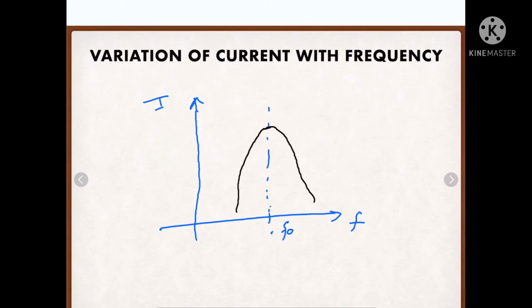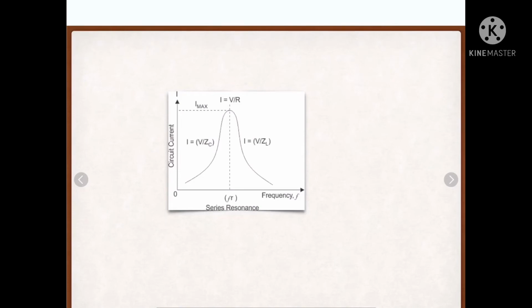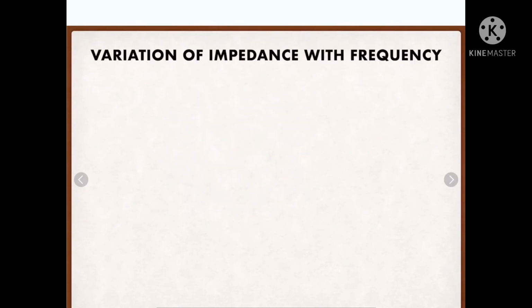Okay, and this maximum current is going to be equal to I naught, that is V upon Z naught or V upon R. So this is the graph for current. It will look like this. Okay, after that impedance. For impedance, as we know the formula, it is under root of R square plus XL minus XC whole square.